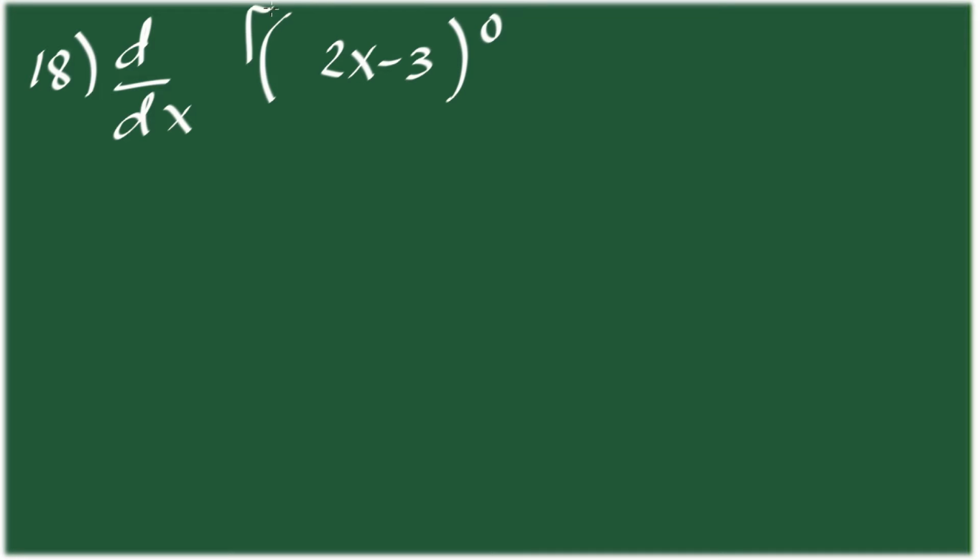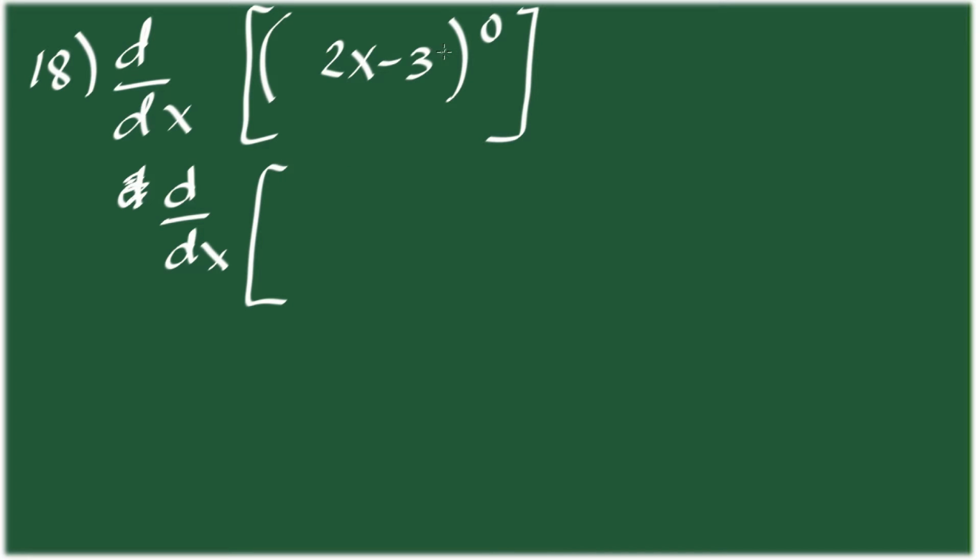Number 18. Let's say we have to get the derivative of 2x minus 3 to the 0. Now, we know that 2x minus 3 raised to 0 is going to be 1. So the derivative of a constant is just going to be 0. 1 is a constant.